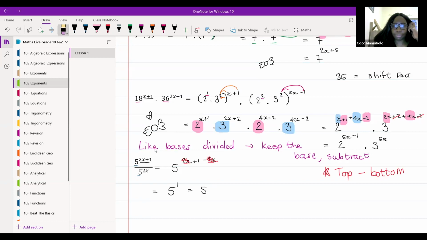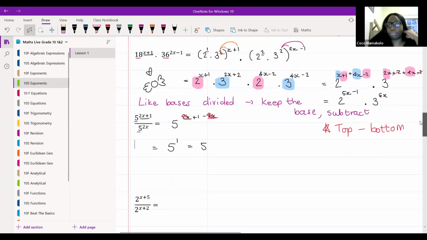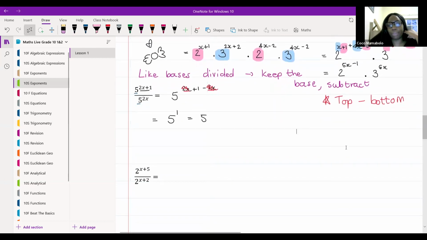All right. Let's do the next one. Let's do this one over here. Do I have like bases in this next question over here? Yes, we do. Good, we do. So I'm going to keep the base and I'm going to subtract my exponents.